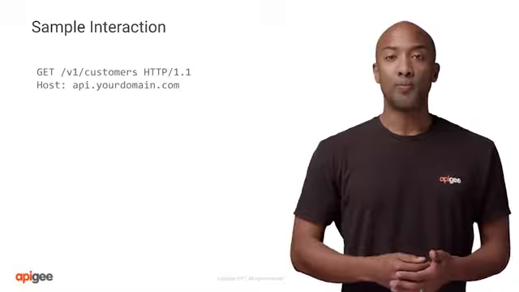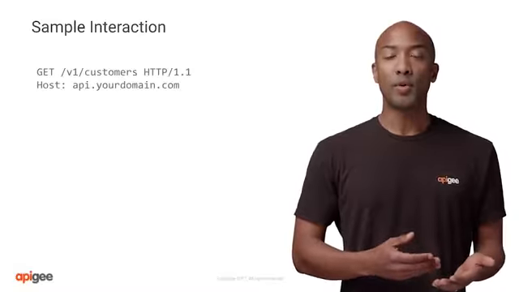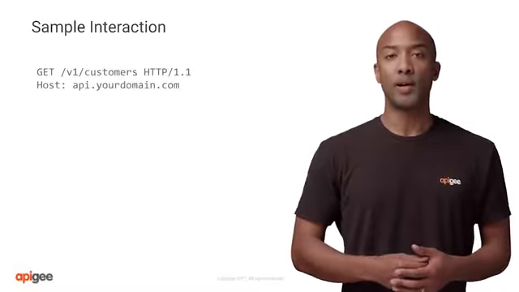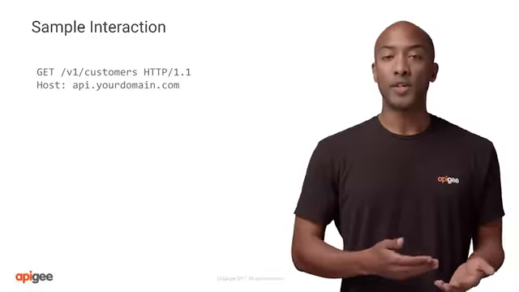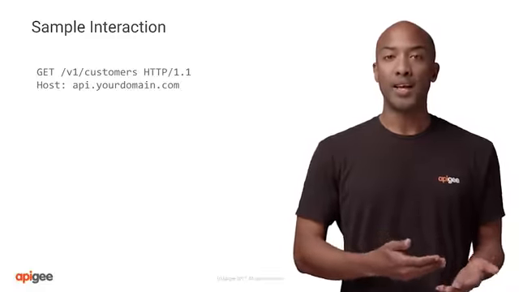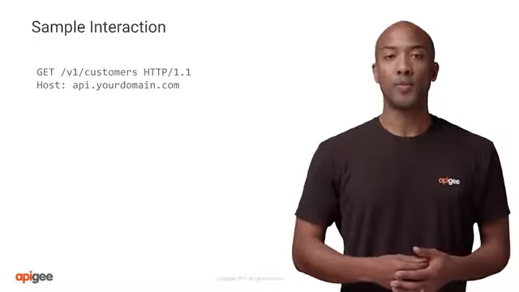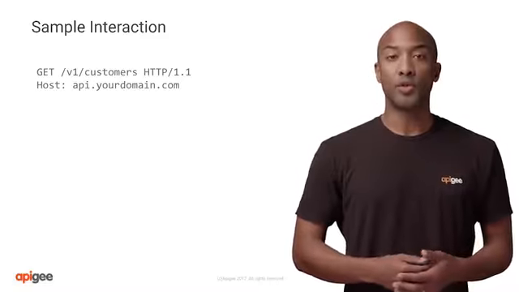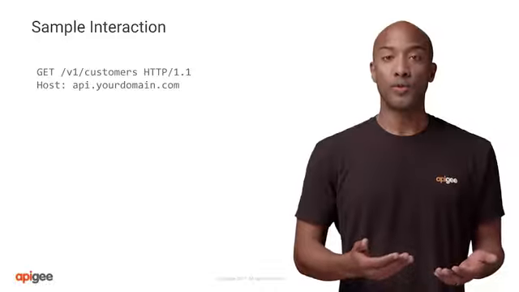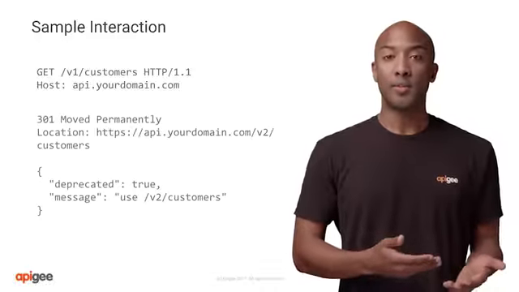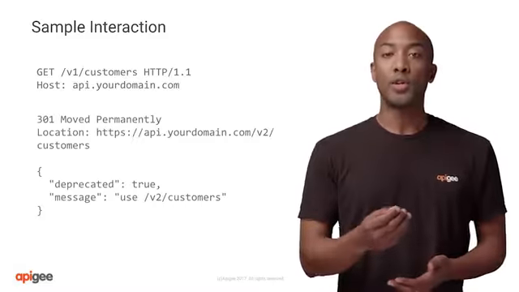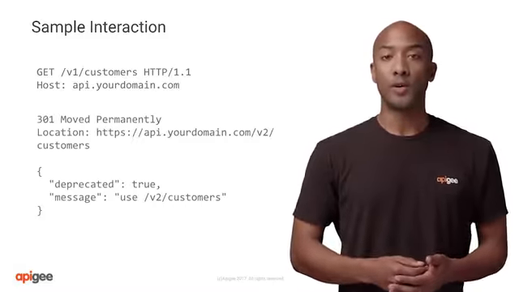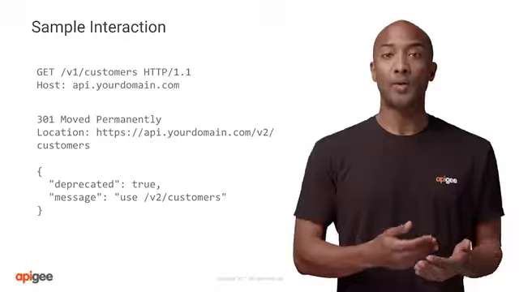In this example, a request is being made to a deprecated version of the customer API. Instead of an error, the response should display a message instructing the consumer what action to take next. In this case, the recommended approach is to return a response with useful information and return an HTTP status of 301, moved permanently, and include the correct URL in the location header so that the consumers can handle the redirect accordingly.